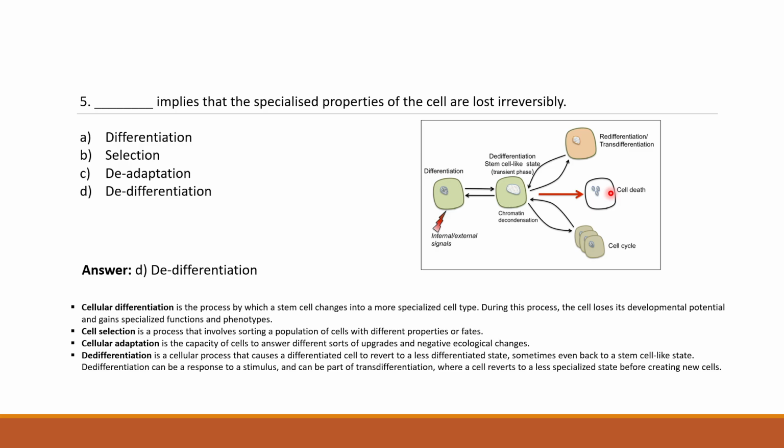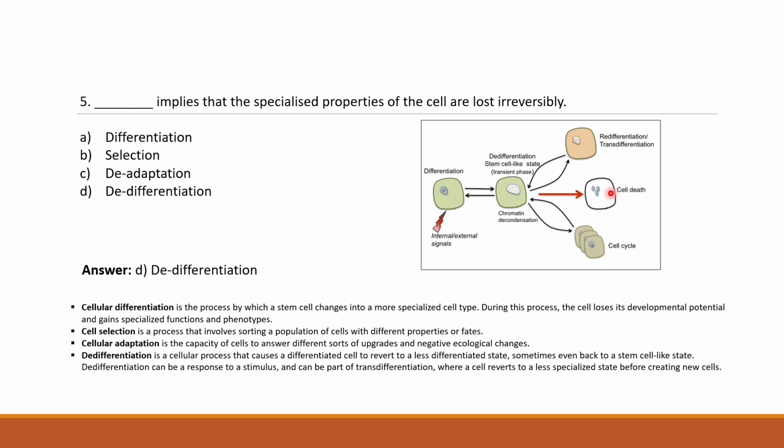Now, next is de-differentiation, which is what we saw now. It's a cellular process that causes a differentiated cell to revert to a less differentiated state, sometimes even back to the stem cell-like state. De-differentiation can be a response to a stimulus or can be part of trans-differentiation, where a cell reverts to a less specialized state before creating new cells. So whatever I explained here is de-differentiation.